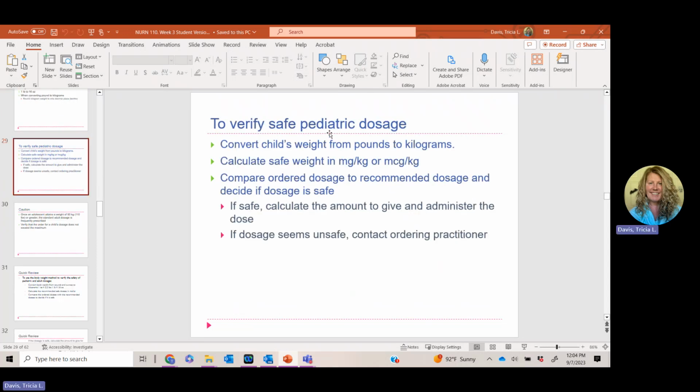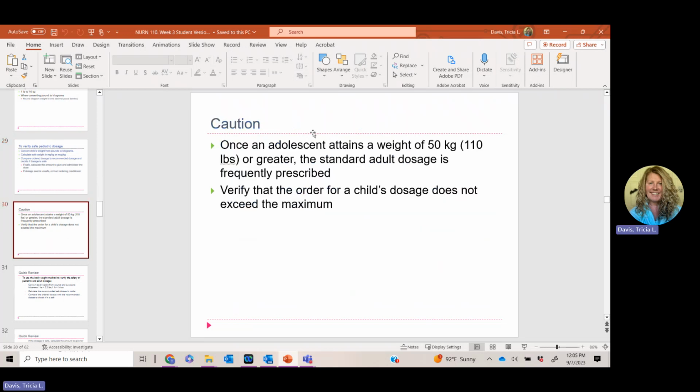So whenever we want to verify a safe pediatric dosage, we always want to convert our child's weight from pounds to kilograms because that's what we work in. And then we want to calculate that safe dose in milligrams per kilogram or micrograms per kilogram. We compare the ordered dosage to the recommended dose and decide if it's a safe dose. If it's a safe dose, we calculate the amount to give and we administer the dose. If it seems unsafe, we will always contact the ordering practitioner for clarification. And we'll do some of these in class to practice.